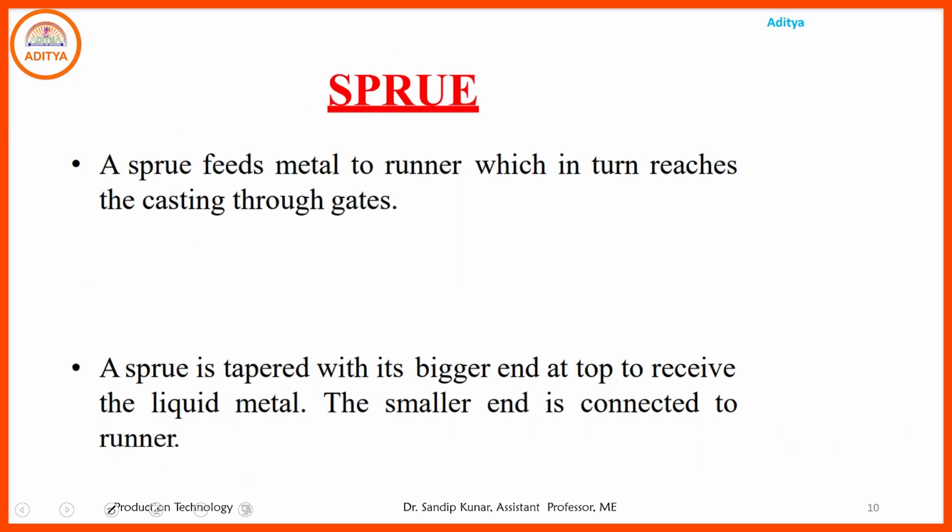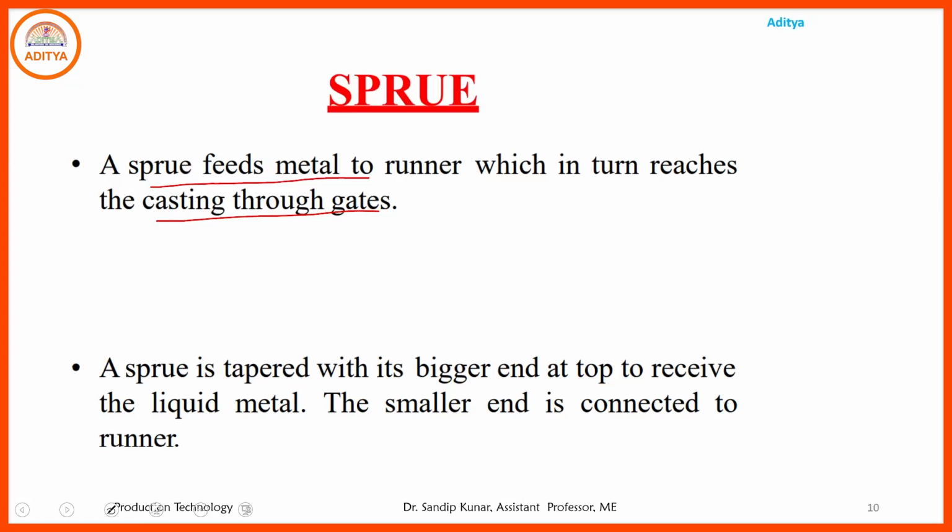Sprue. A sprue is the vertical section of the gating system. A sprue feeds the metal to the runner, coming from the pouring basin. It is the middle part, connected to the pouring basin, the pouring cup, and the runner, and the casting through the gates.